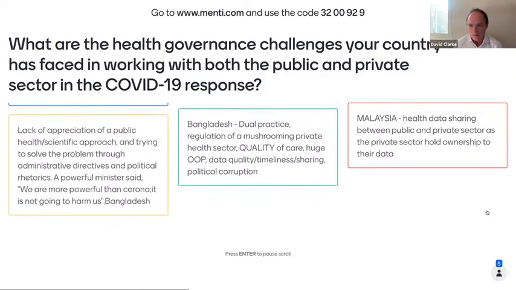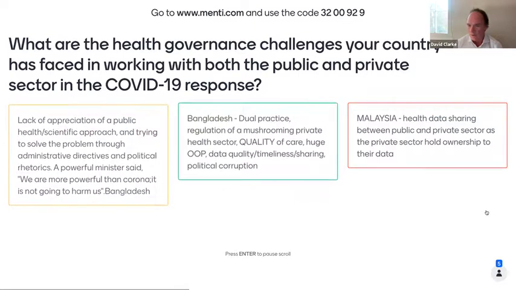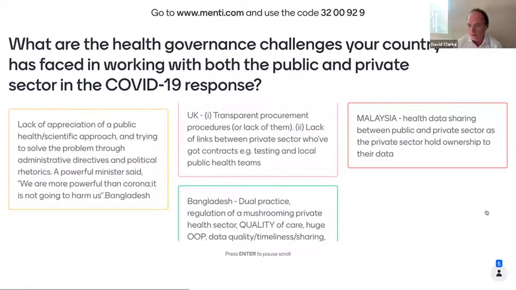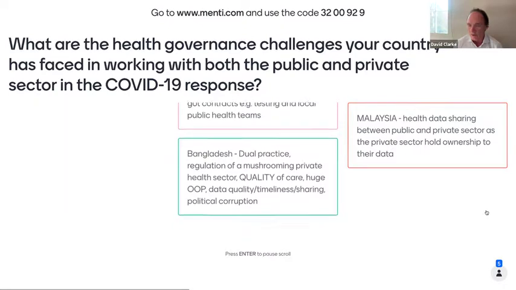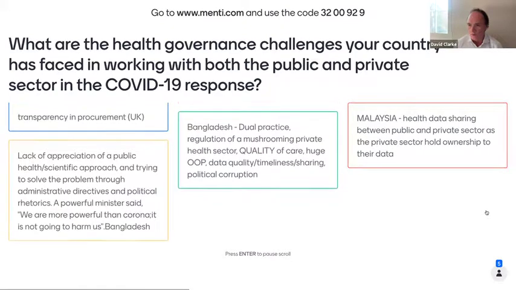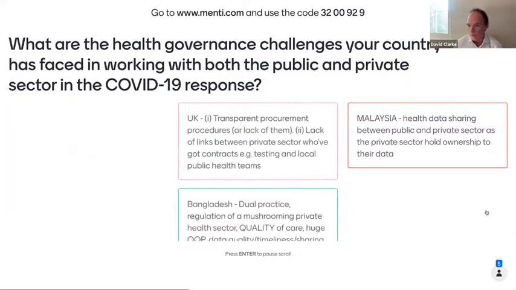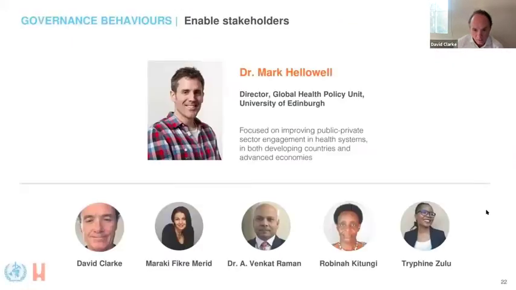But we can't really deal with these issues unless we have a proper set of tools in place which engage the private sector, which align the work that they're doing with the public health goals that we all want, including reducing out-of-pocket expenditure. I can also see also.